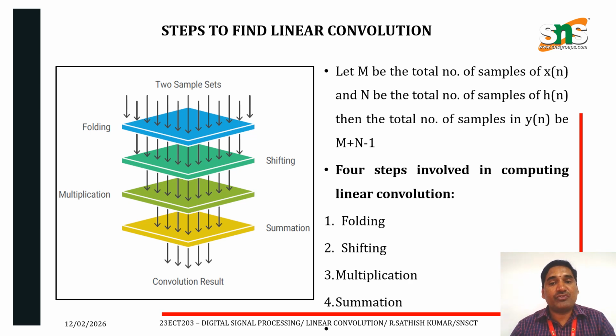Next one, steps to find the linear convolution. Let capital M be the total number of samples of x of n and capital N be the total number of samples of h of n. Then the total number of samples of y of n will be M plus N minus 1. Four steps are involved in computing the convolution sum, that is linear convolution: folding, shifting, multiplication, and summation.